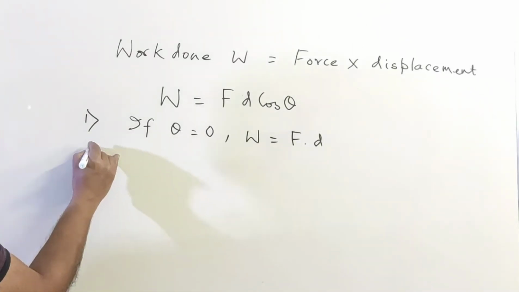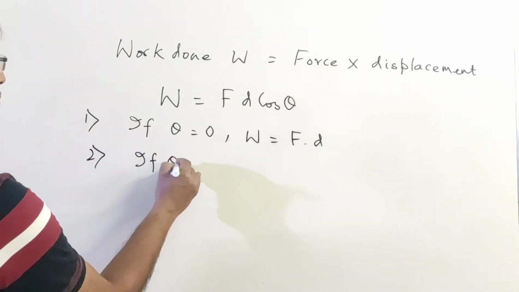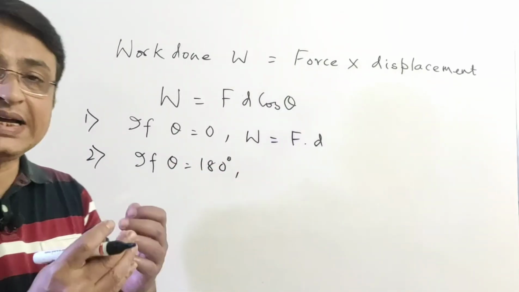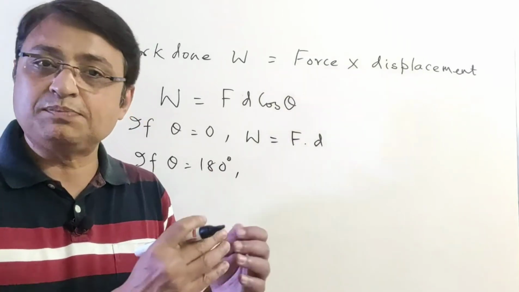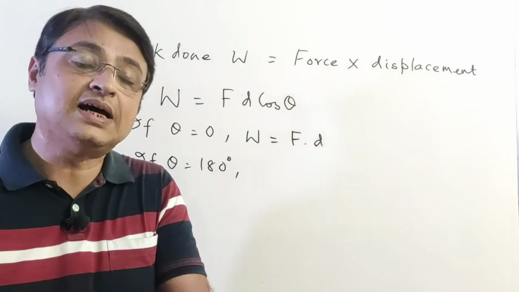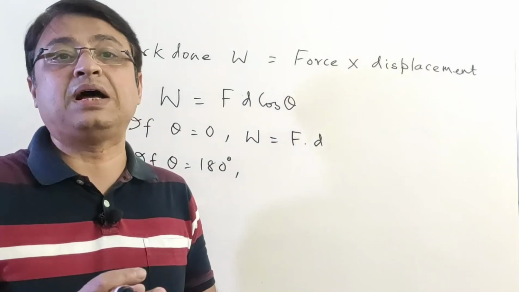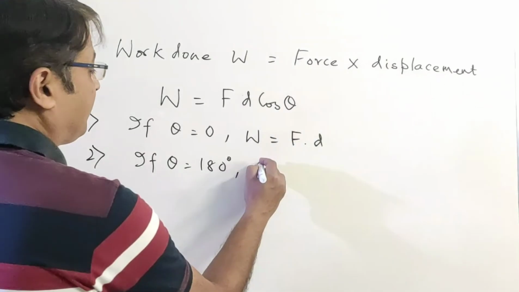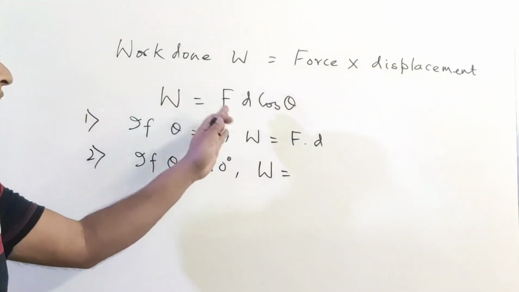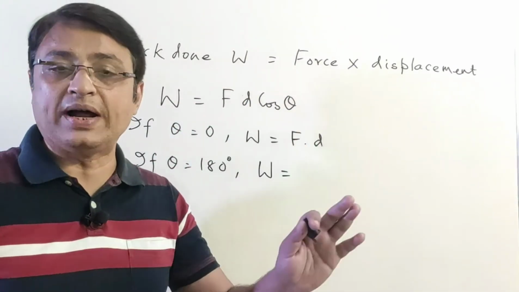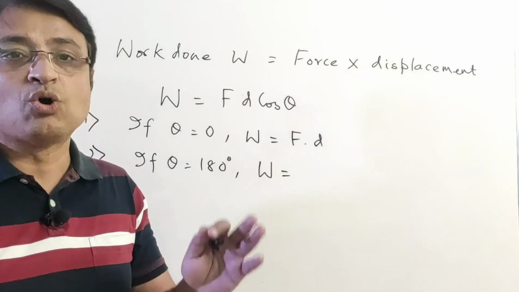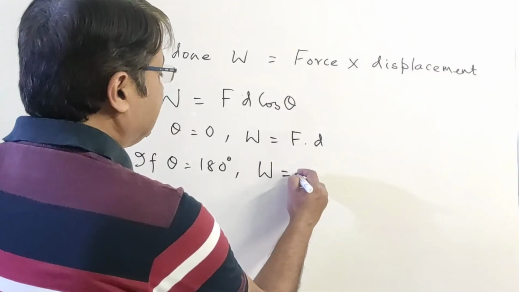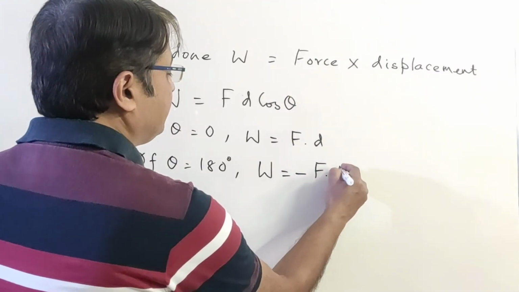Now move on to case number 2. If theta equals 180 degrees, what does it implicate? It implicates that the displacement of the body is in the opposite direction of the applied force, which I have discussed in case number 2. Here you will find that W equals F into d into cos 180 degrees, and as you know, cos 180 degrees equals minus 1. So that means it will be minus F into d.